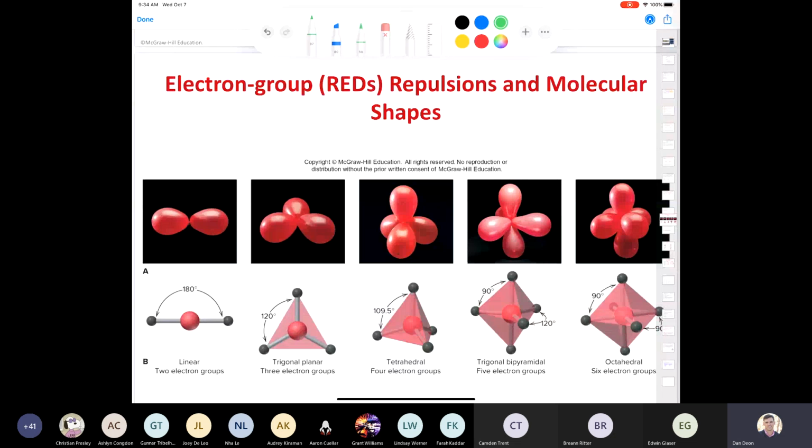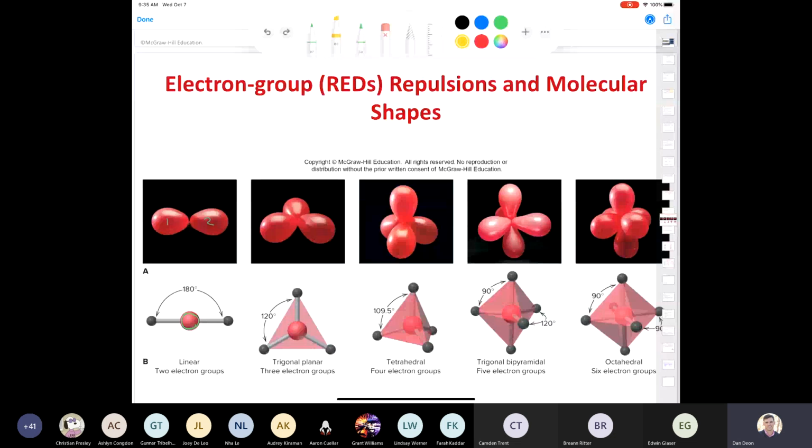If we have two regions of electron density, 1, 2 like that, around a central atom, so the central atom is the atom that's in red, what's the geometry going to be? Well, if there are 2 electrons in a bond here and 2 electrons in a bond here, how are those electrons going to get as far away from each other as possible? They are going to adopt a linear arrangement. The bond angle is going to be 180 degrees between those two bonds.